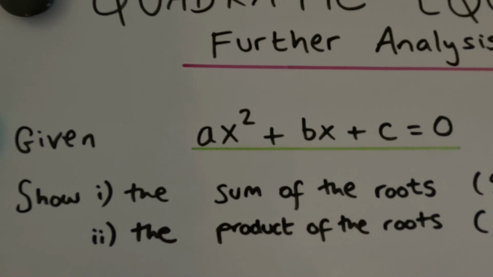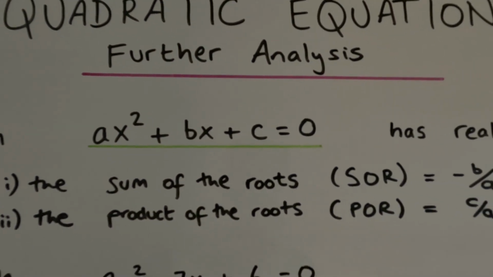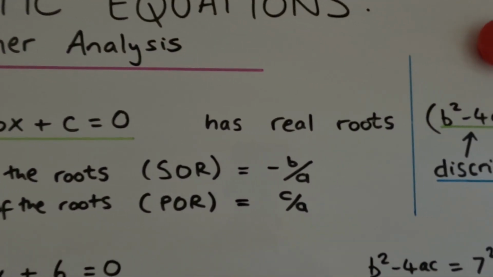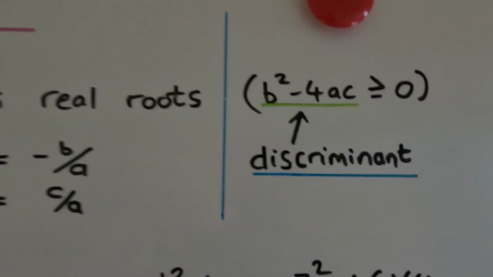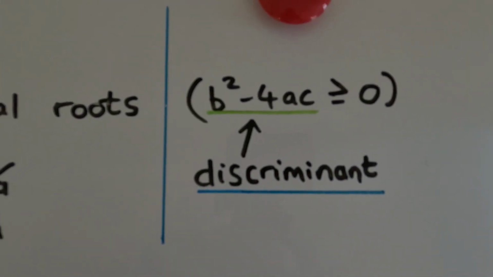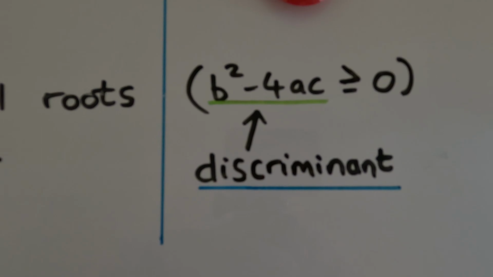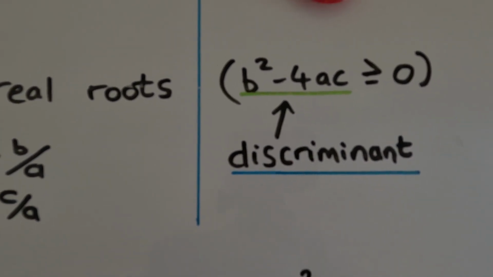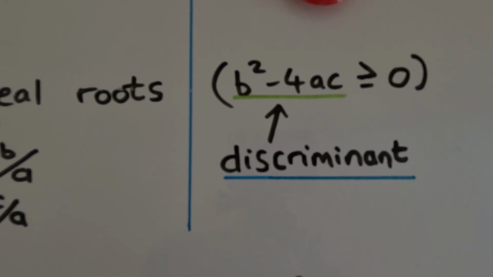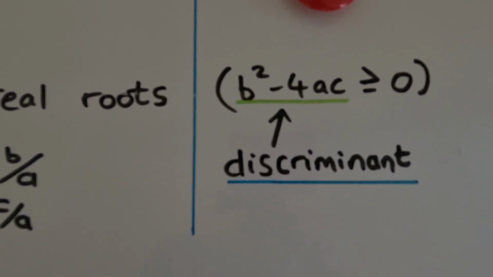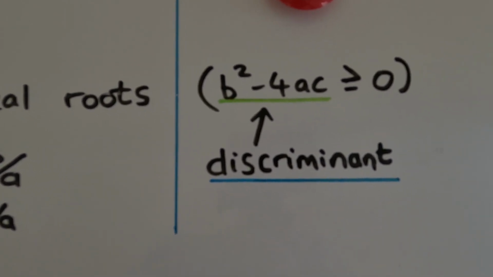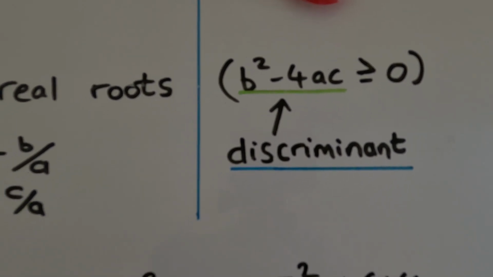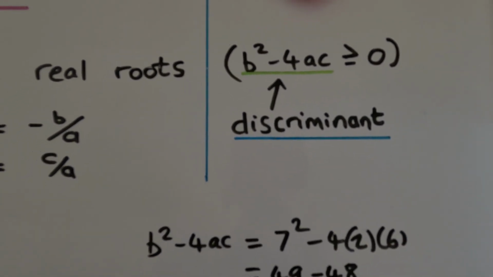So given that a quadratic equation ax squared plus bx plus c equals 0 has real roots, i.e. b squared minus 4ac is greater than or equal to 0. Now b squared minus 4ac is called the discriminant, very important. So if that's less than 0, it will not have real roots, it will have complex roots. It has to be greater than or equal to 0 to have real roots.